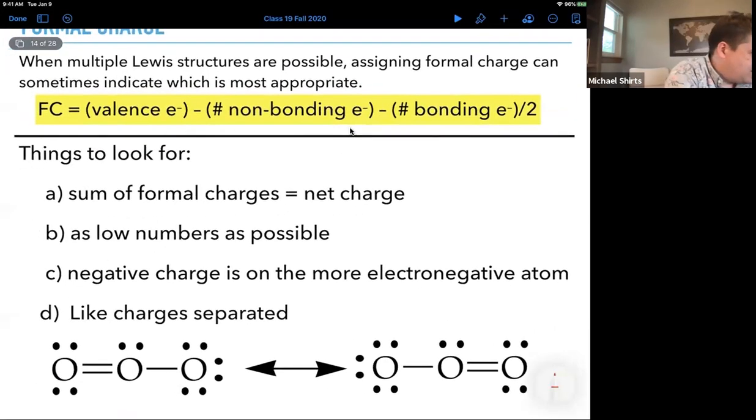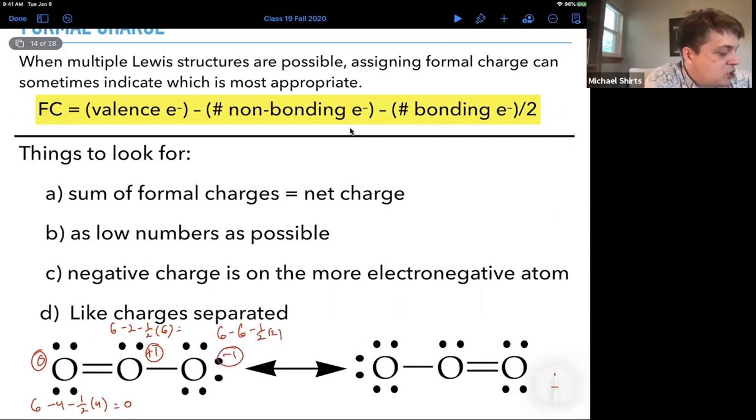For this, we have 6 as the valence electrons for oxygen, minus 4 that are on lone pairs, minus 1/2 the number of electrons that are in bonds, so that would be 0. So this atom has a formal charge of 0. This one here is 6 - 2 - 1/2 times 6, because there are 3 bonds. So that is actually 6 - 2 - 3, which is +1. And then here we have 6 - 6 - 1/2 times 2. This is a -1 formal charge.